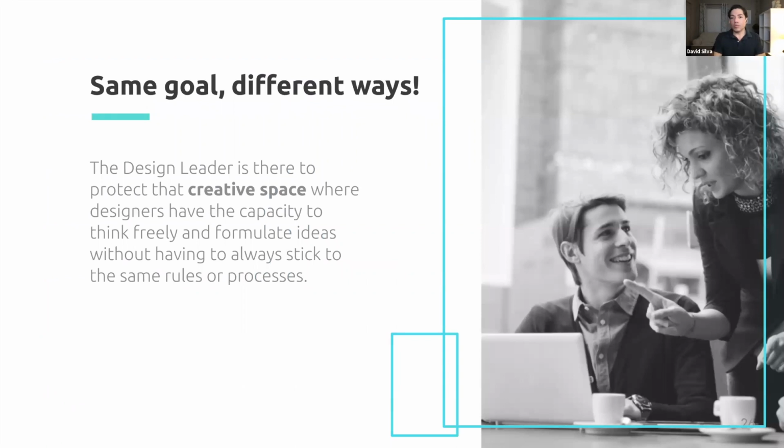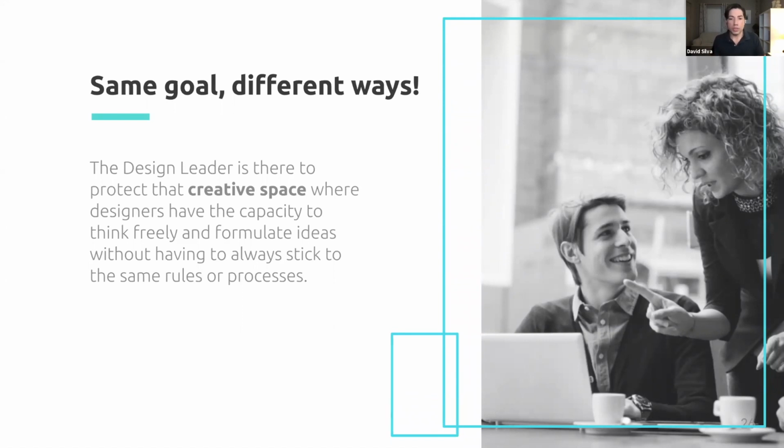But the designers have the same goal in the company. They just go about it in a different way. So the design leader has to be there to protect that creative space where the designers have the capacity to think freely and formulate these ideas without having to always stick to the same process. And that's easier said than done.